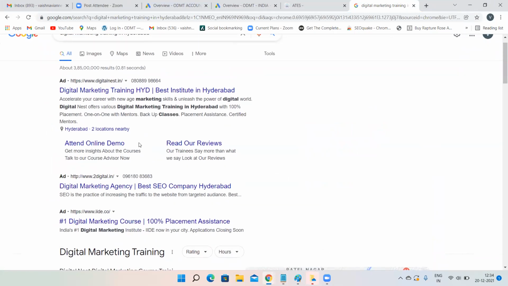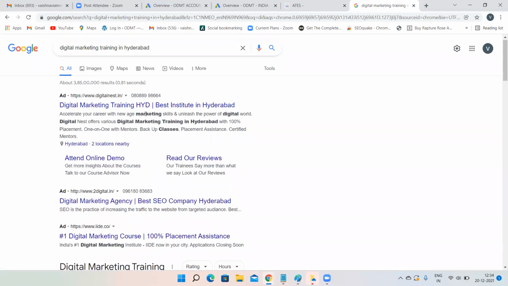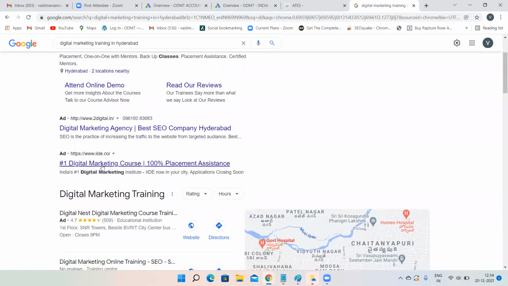Many times, 90% of the times we think that somebody is going to click on the first advertisement only. It is true. Many times people are going to click on the first advertisement only. But your ad copy is most important while you create your advertisements. Now see, Digital Marketing Training Hyderabad, best institute in Hyderabad. Digital Marketing Agency, best SEO company Hyderabad. Digital Marketing course, 100% placement assistance.